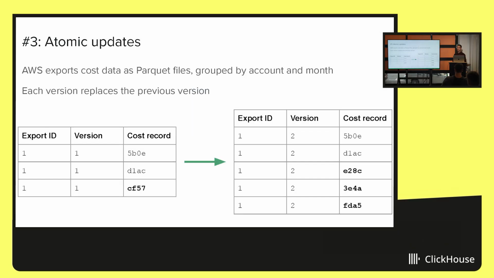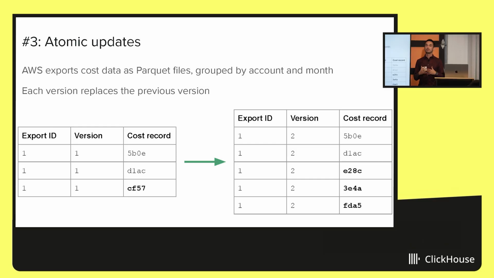The third problem that we had to overcome is atomic updates. As I'm sure a lot of you know, ClickHouse is optimized for append-heavy workloads. What we're doing here is more of an update action, because when AWS publishes a new month of data, it replaces the old one. So here's some things that can happen. Let's say this is the old version of data, and AWS publishes a new version, version 2. A record can be deleted. This CF57 was deleted. These 3 records were appended, and the first 2 were left unchanged.